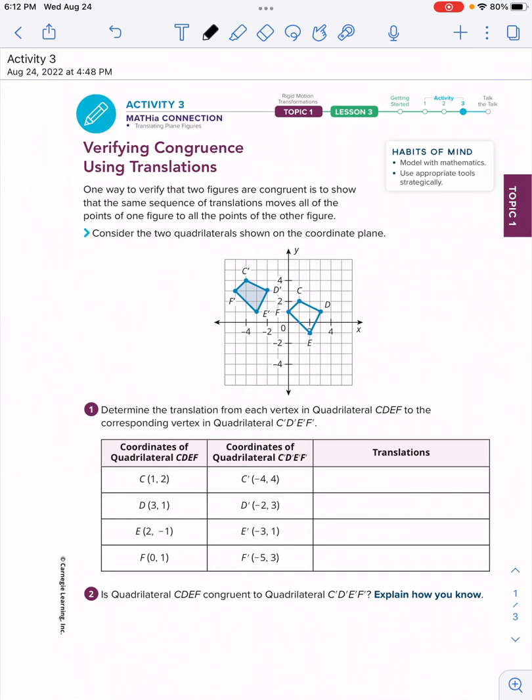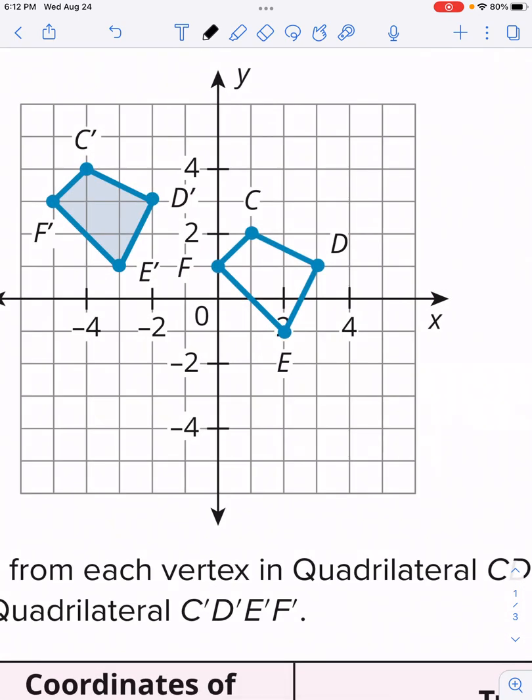All right, so activity 3 is verifying congruence using translation. So we know that two figures are the same shape and same size. But from there, how can we prove that using translation or sliding from one figure to the other? For number 1, determine the translation from each vertex. A vertex is just a point on a figure.